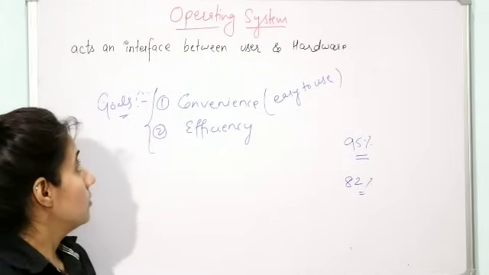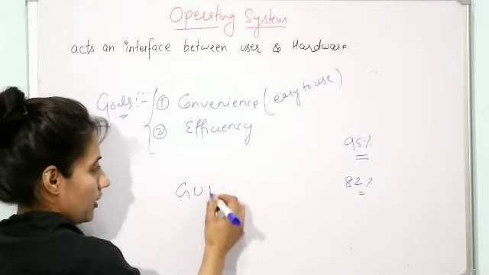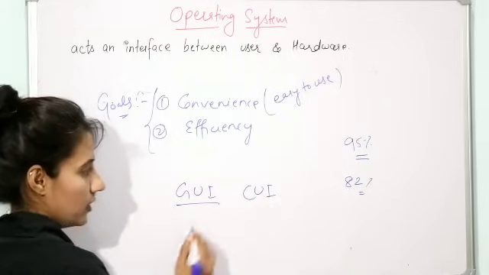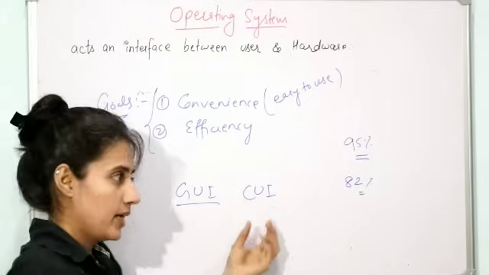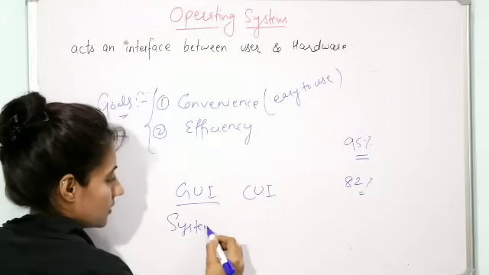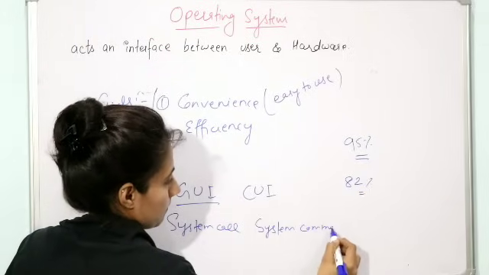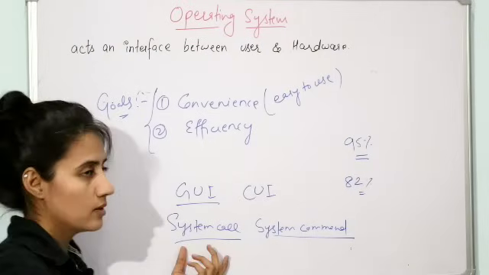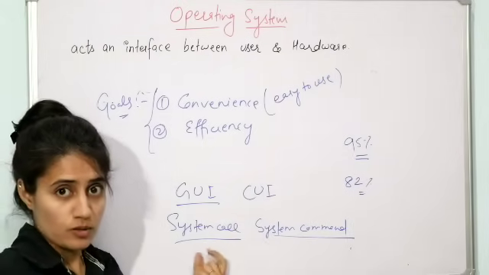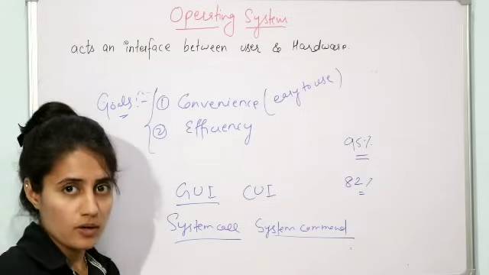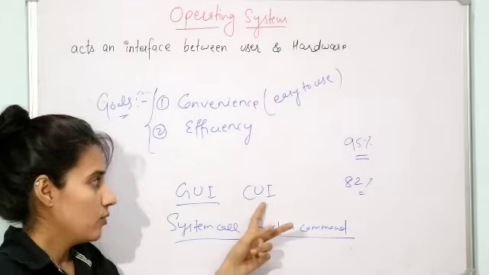Okay. Now, one more thing I want to tell you: types of interfaces. I guess everybody knows GUI and CUI, graphical user interface and character user interface. Or in another term, you can say system call and system command. You can access the hardware with the help of system calls and also system commands. So, these two are the types of interfaces. You will find everywhere that the types of interfaces are two: one is GUI and one is CUI.